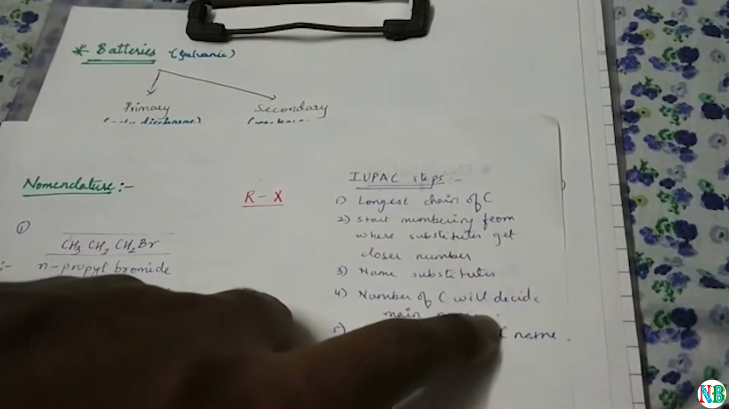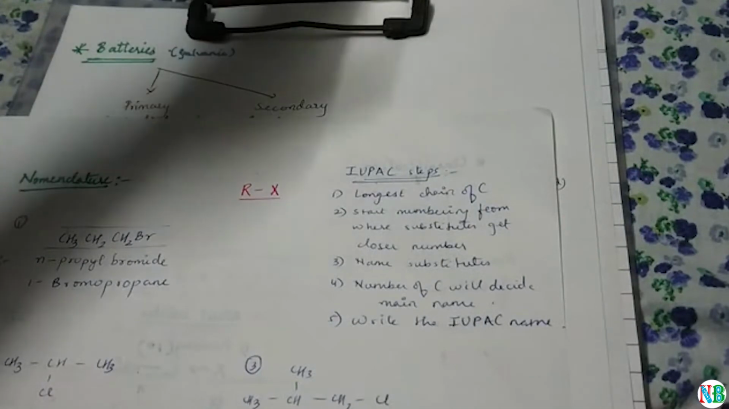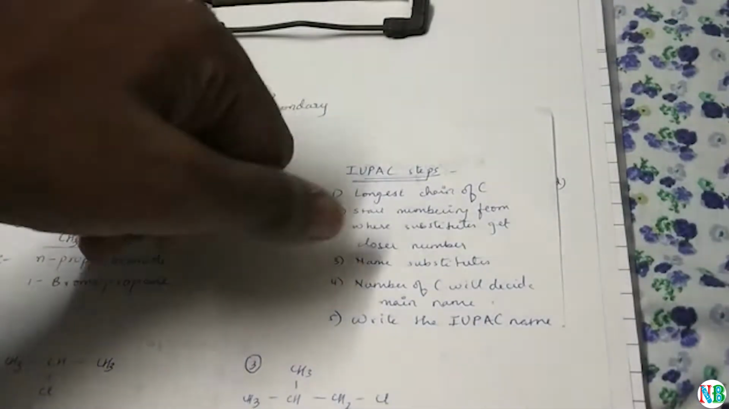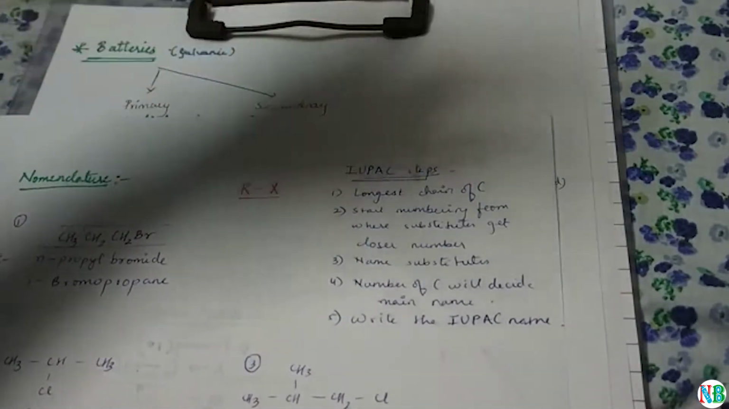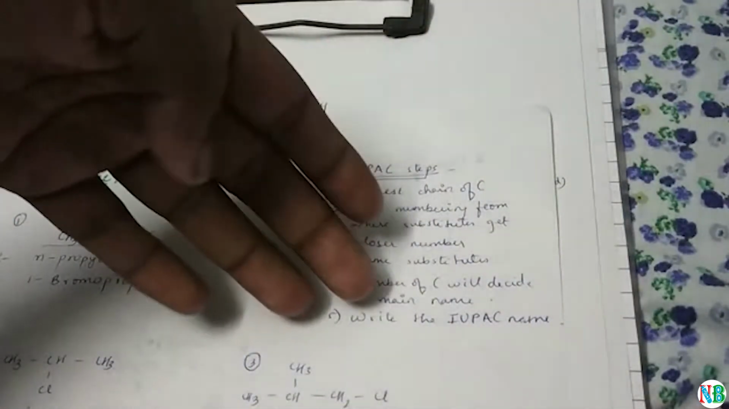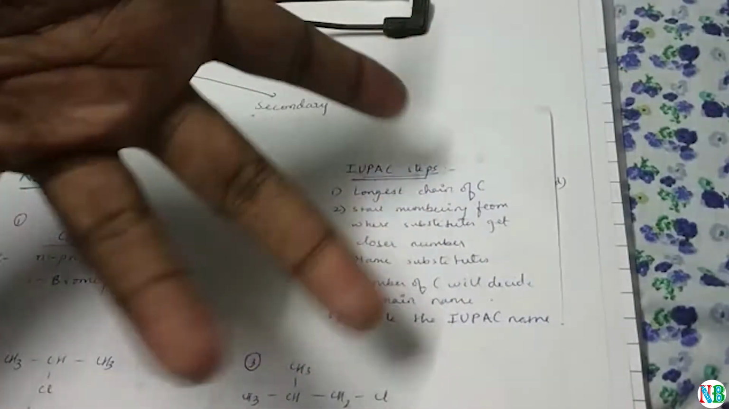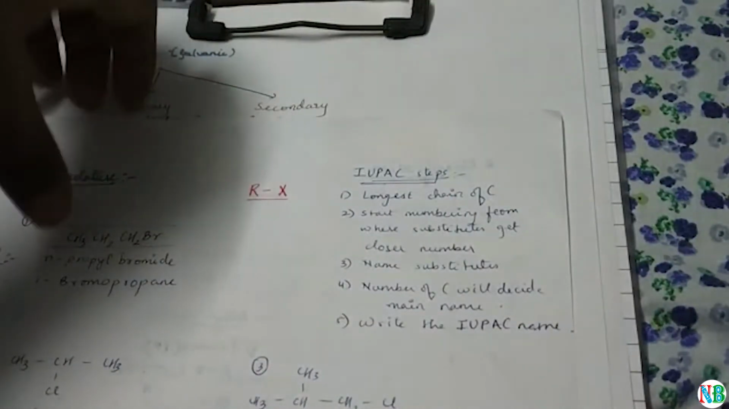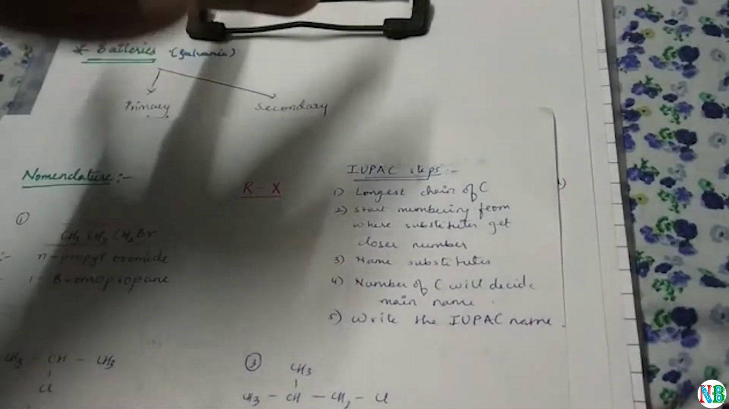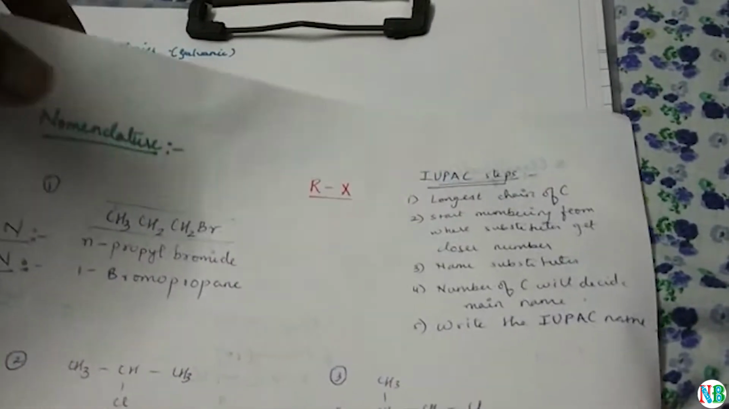The number of carbons will decide the main name. So suppose I have 5 carbons in my longest chain, then the name of my compound will be pentane. If I have 4 carbons in my longest chain, then the name of my compound will be butane, and so on. And then finally we'll write the IUPAC name. So now let's see how we use these steps in practical purposes.